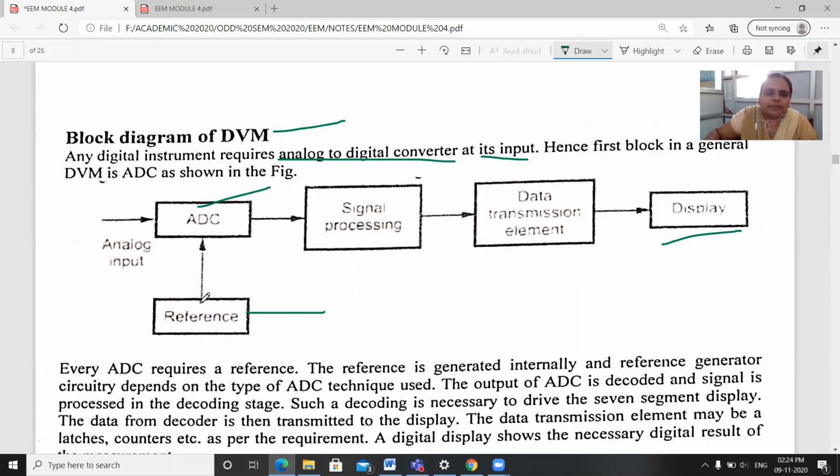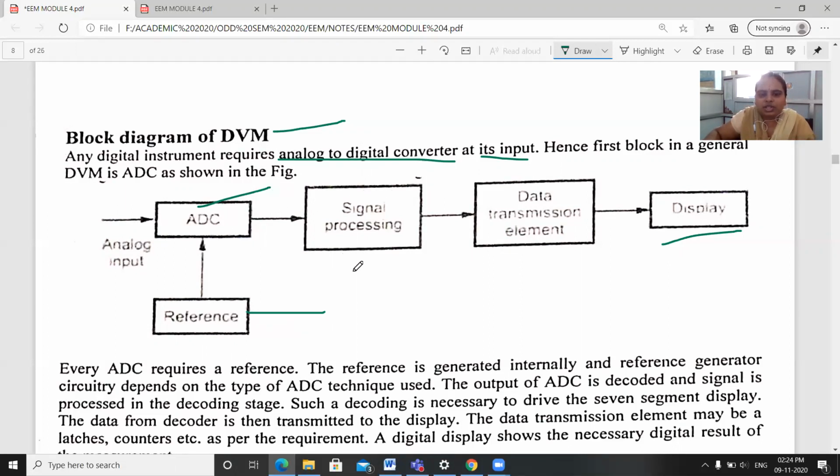Then the reference. Why is a reference needed? When an input is given, you can take an example of 5 volts. Our ADC should handle the 5 volts. The input is 5 volts, so the reference should also be in the range 0 to 5, right? If you give an input of 3 volts, then within the 0 to 5 reference, only within that limit should our analog to digital converter convert the signal to digital values. That operation is going on.